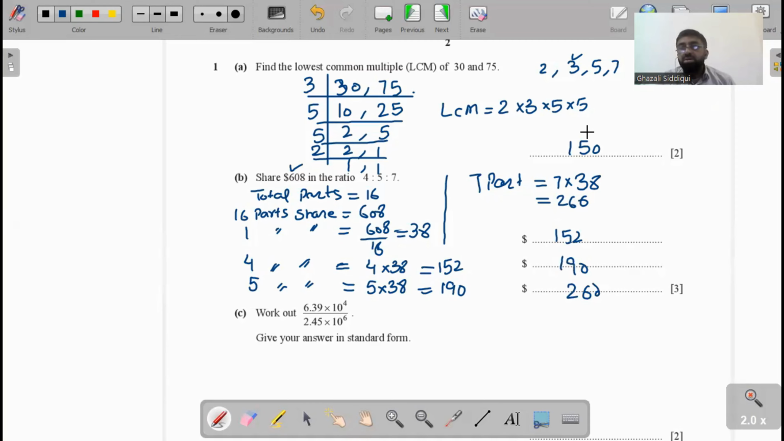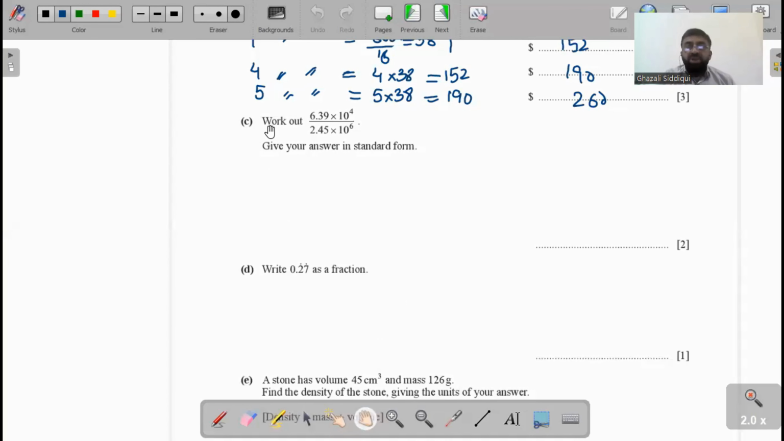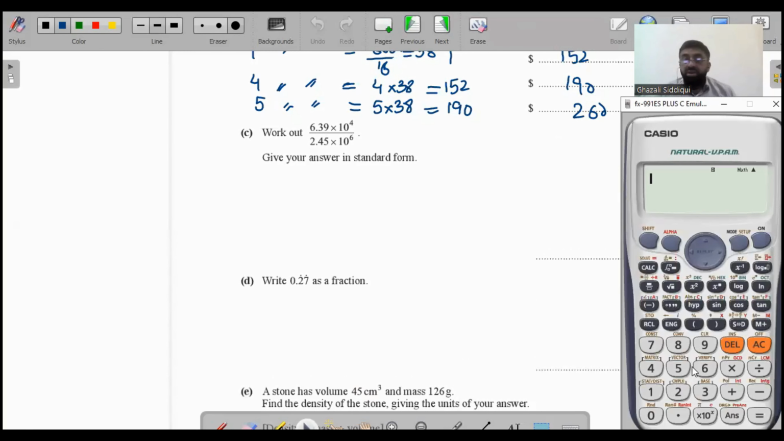Okay, now part C: work out 6.39 multiplied by 10 to the power 4, divided by 2.45 multiplied by 10 to the power 6. Give your answer in standard form. Now we divide 6.39 by 2.45. Now we calculate it. 6.39 divided by 2.45, we get 2.608.